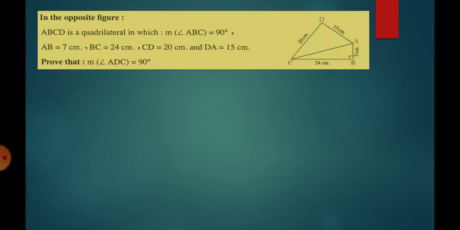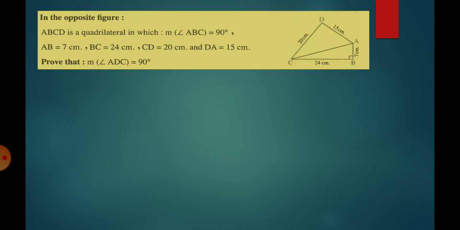Another example. In the triangle ABC, the measure of angle B equals 90 degrees. The length of AB is 7, the length of BC is 24, the length of AD is 15, and the length of DC is 20. Prove that the measure of angle D equals 90 degrees.